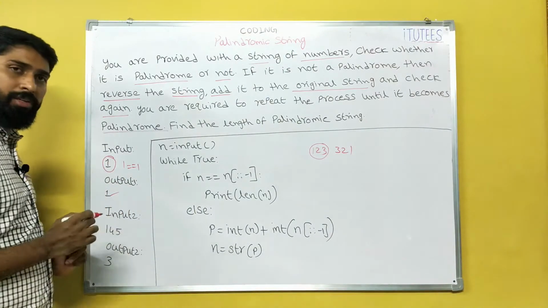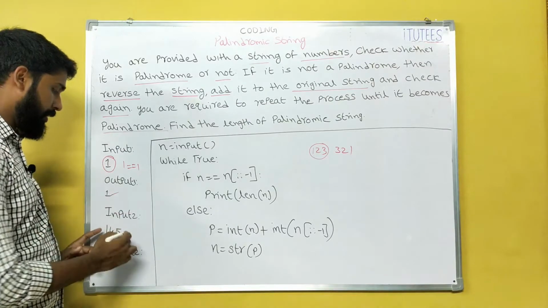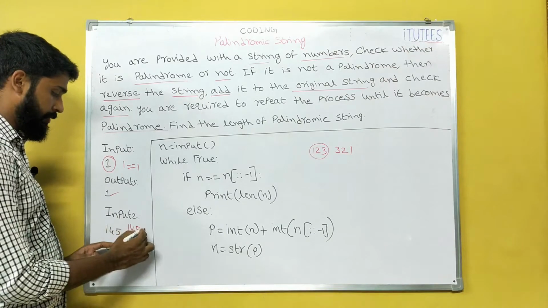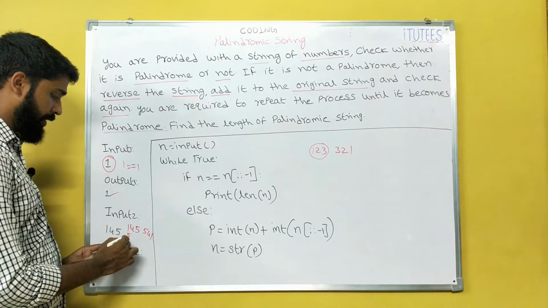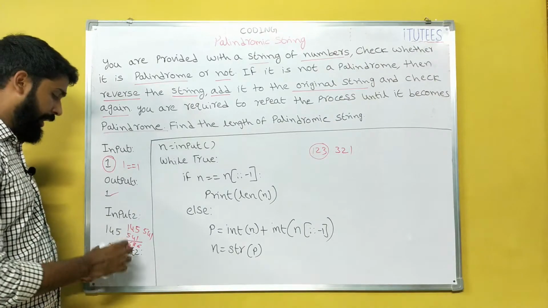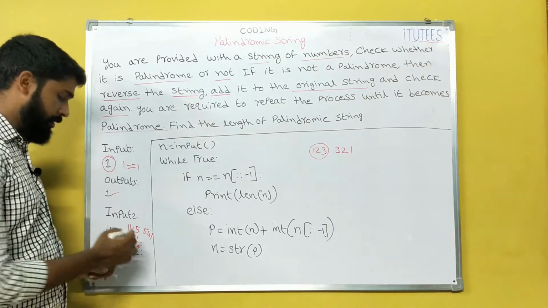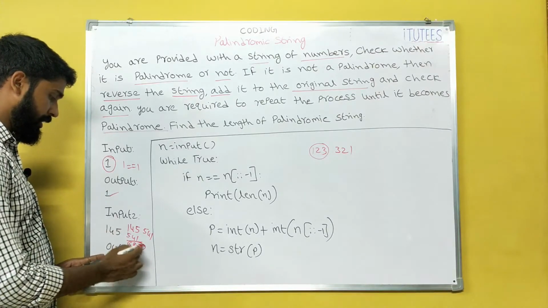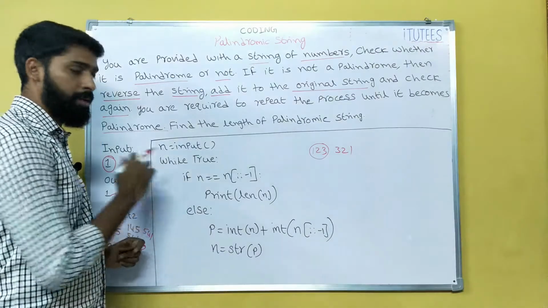So coming to here, 145. 145 is not a palindrome. What can we do? 145. What is the reverse of this string? 5, 4, 1. We can add here 5, 4, 1. 6, 8, 6. Again you can check if it is palindrome or not. Yes, it is palindrome. So what is the length of 686? 3. So now you can see the program.